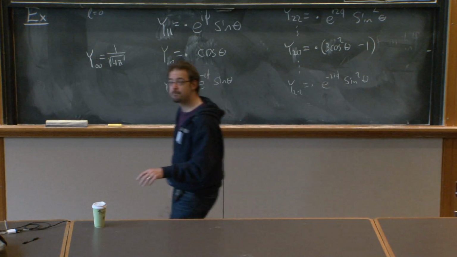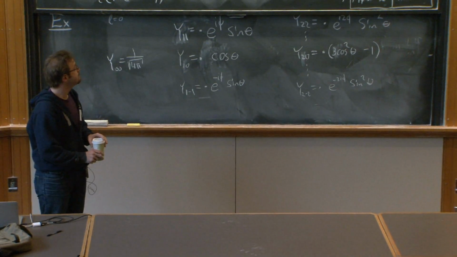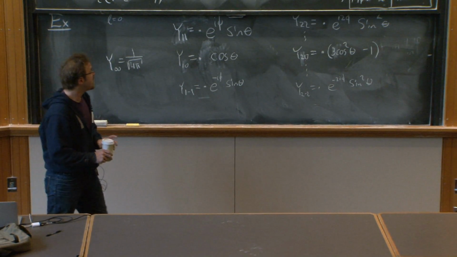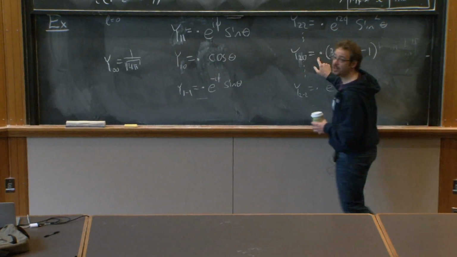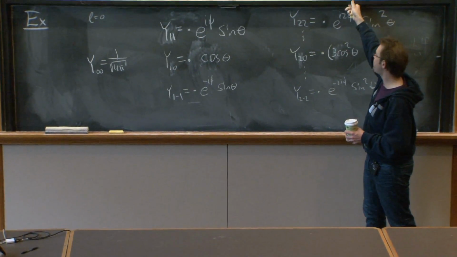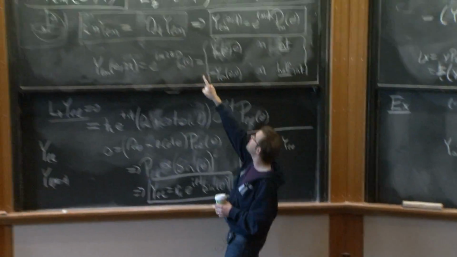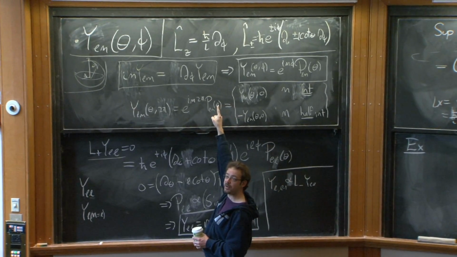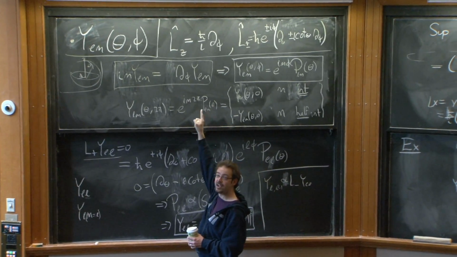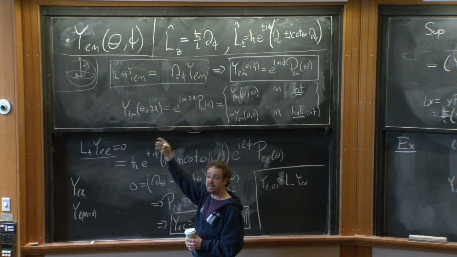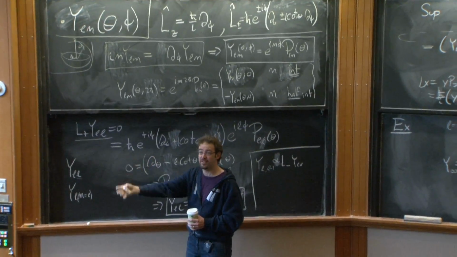Other questions? Yeah? Can you please explain one more time why m equals 0 doesn't have any phi dependence? Yeah. If m equals 0 had phi dependence, then we know that the eigenvalue of Lz is what we get when we take a derivative with respect to phi. But if the Lz eigenvalue is 0, that means that when we act with d/dphi, we get 0. That means it can't depend on phi.